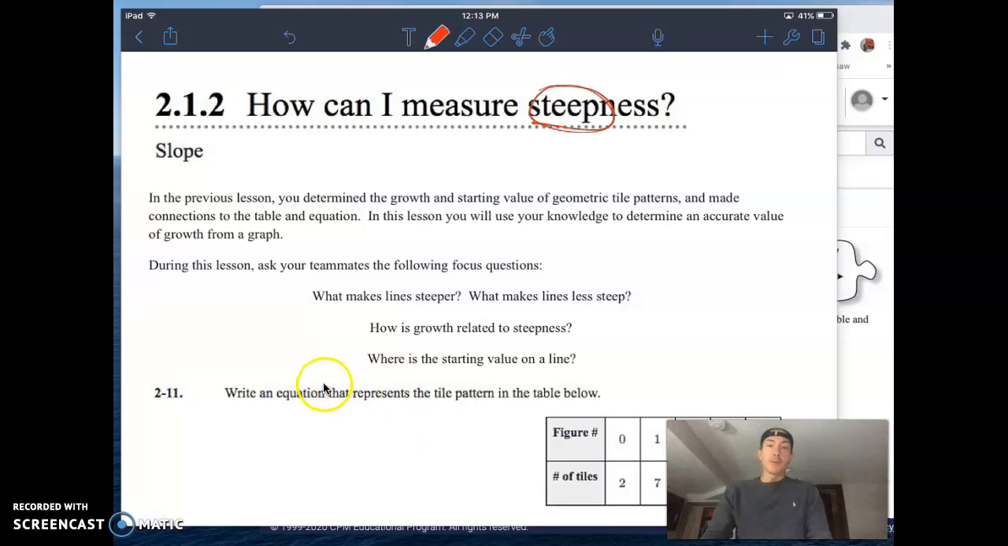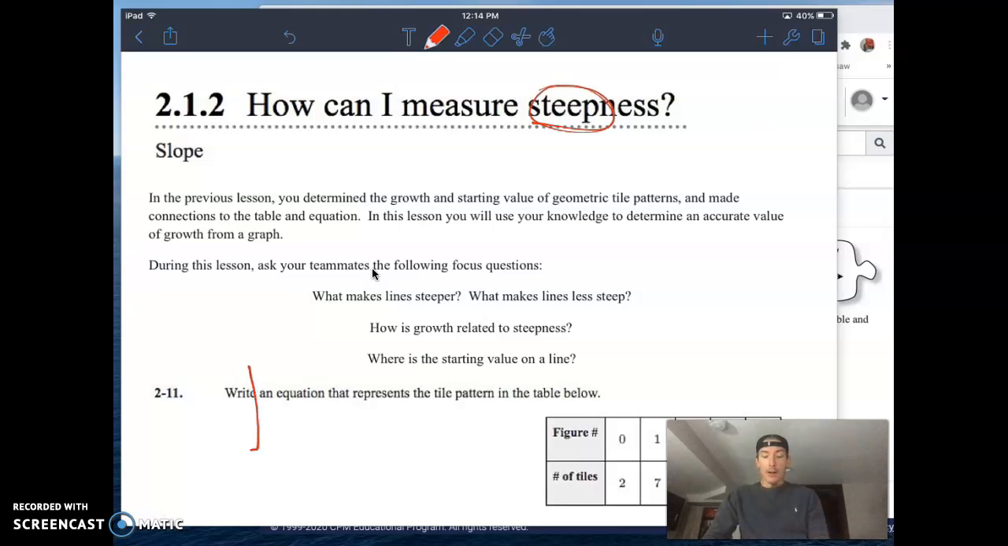So previously we determined the growth rate and starting value using those tiles in our last lesson. If you need to back up and look at 2.1.1 again, go ahead and do so. And we made a table and an equation. In this lesson, we're going to talk about manipulation of that slope.